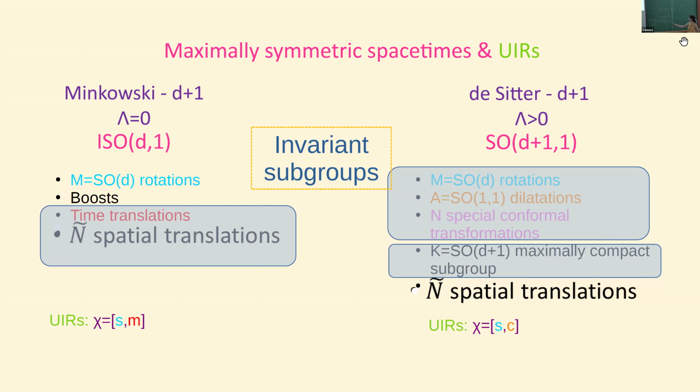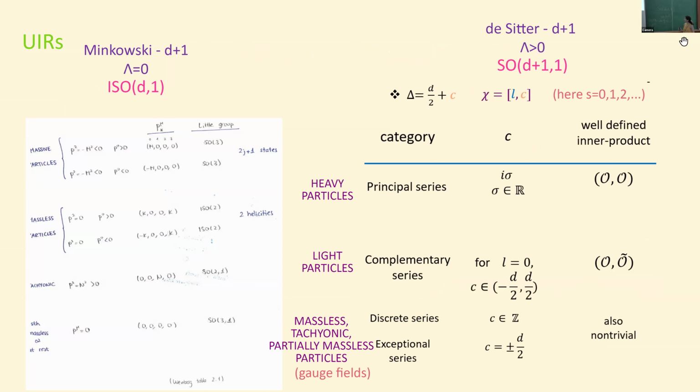So the color coding goes through. Spin is coming from SO(d), and the other one is coming from dilatation. So no translation. Now these are the categories of representations. You see this label C, it's not restricted. The full scaling dimension here is not restricted to be real because you don't have time translations.